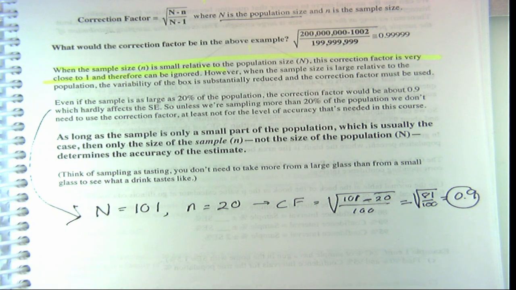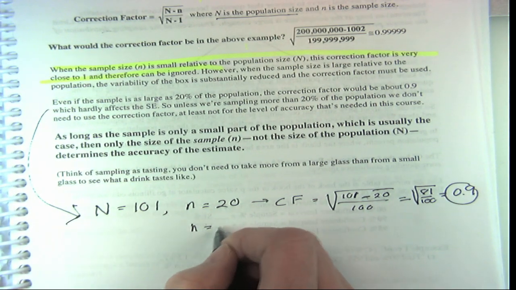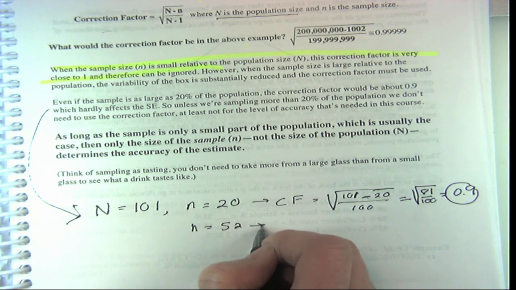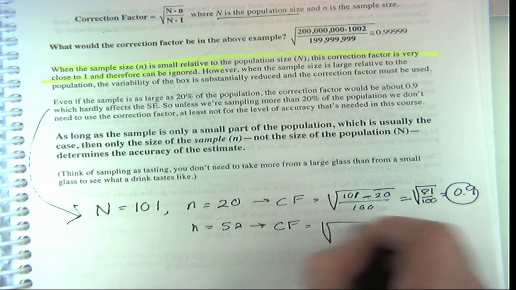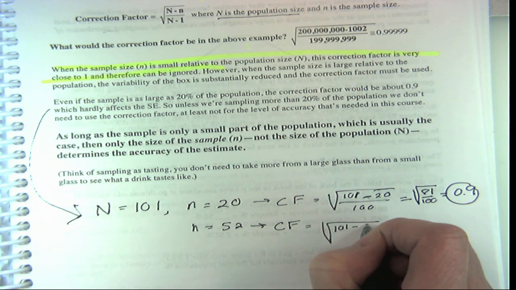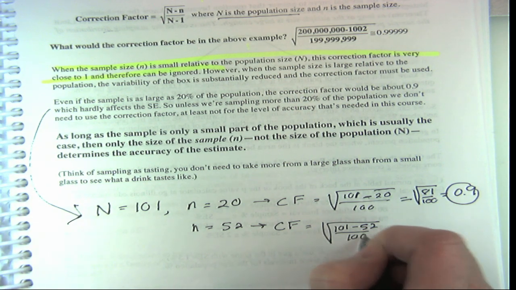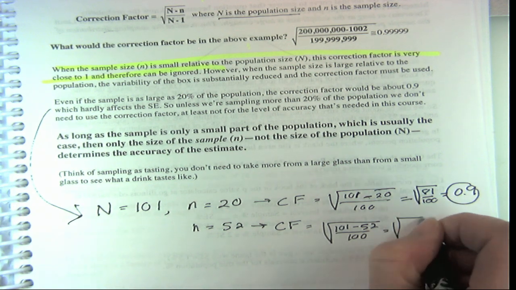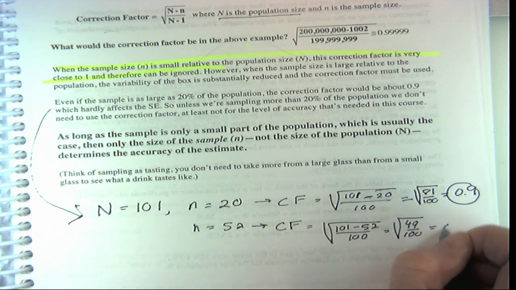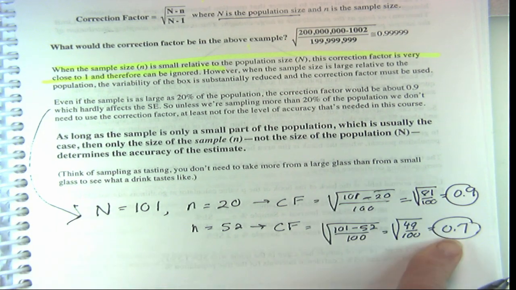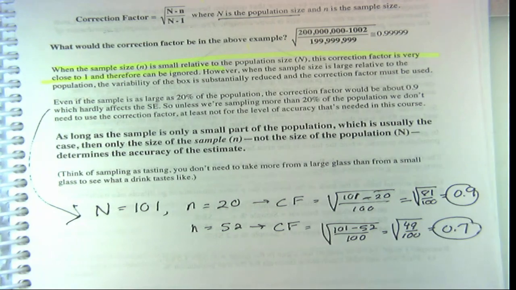So we'd still have it. What if you sampled, I don't know, like 50%? Let's say, I'm just going to do simple numbers, let's say n was 52. Then our correction factor would be 101 minus 52 over 100. So we'd get the square root of 49 over 100, which would be 0.7. So we'd reduce it somewhat. In other words, we're giving a conservative standard error here.